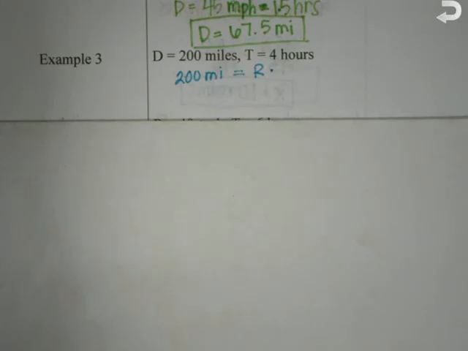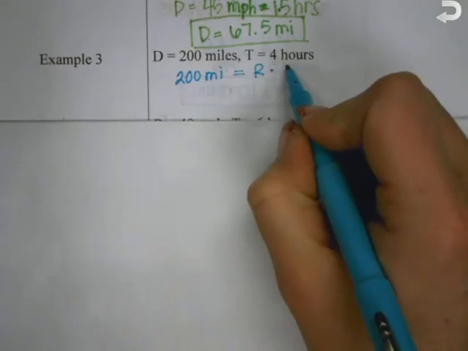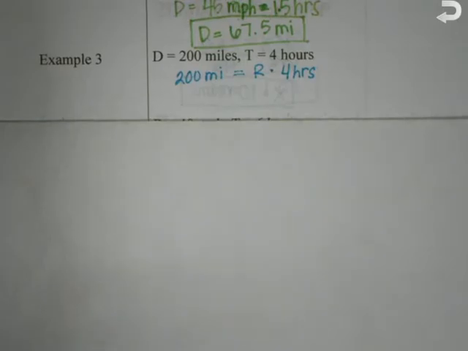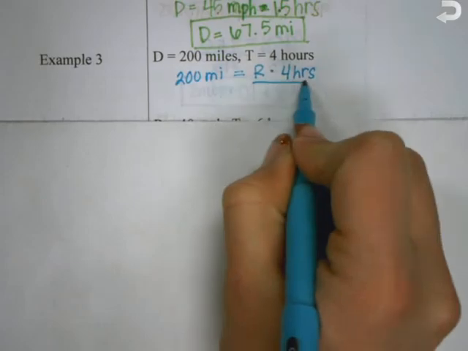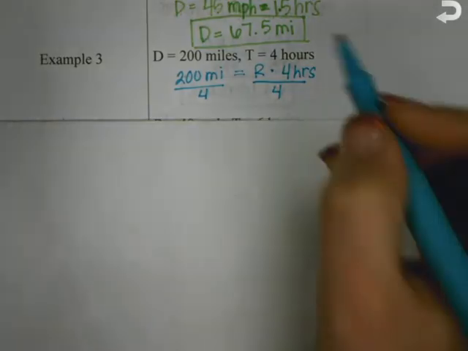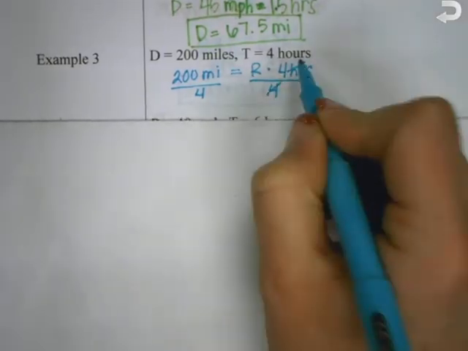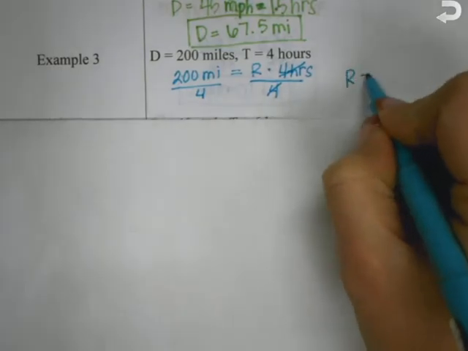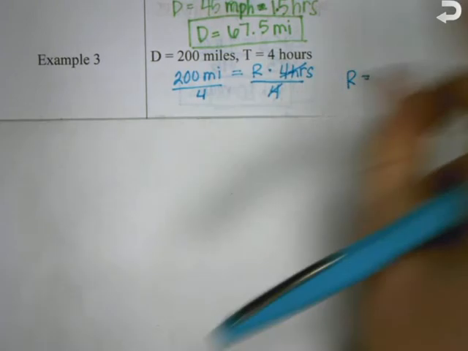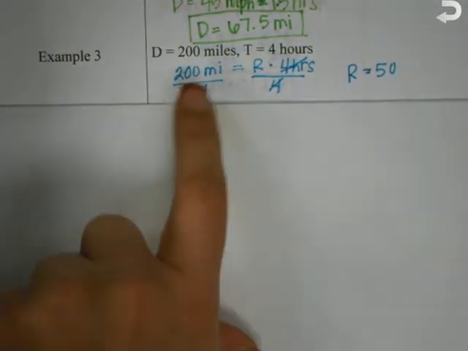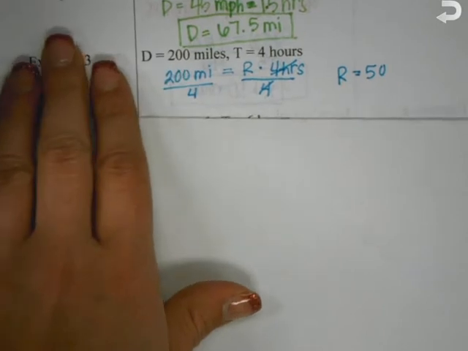Okay, so how would I solve for R here, Nikki? I divide both sides by 4, so that these guys cancel. And that's going to give me a rate of 200 divided by 4, 50 what? What is rate in terms of? We have miles on top and hours on bottom, so it's going to be miles per hour.